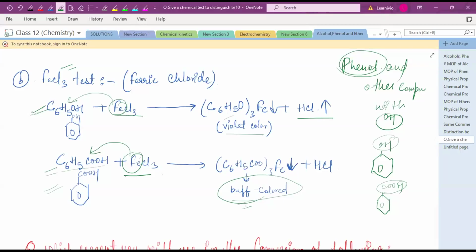Right. So how can we distinguish between the phenol and benzoic acid? By ferric chloride test. When you add ferric chloride to phenol, there will be a violet color PPT. So if you get a violet color PPT, it is a phenol. And if you add FeCl3 to benzoic acid, you will get a buff colored PPT. So it confirms that your unknown substance is benzoic acid. Okay, so that's how you can distinguish between these two.